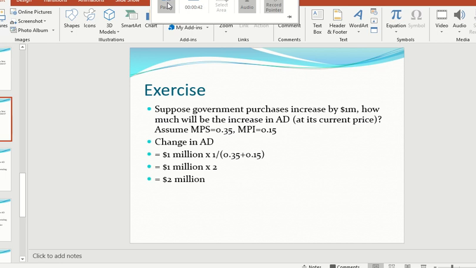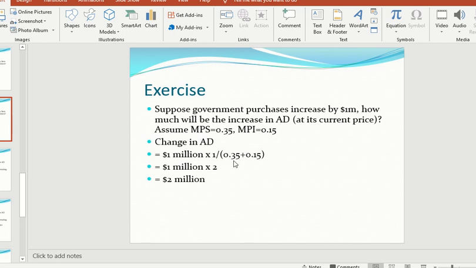I hope you've spent a few minutes solving the problem yourself, so let's take a look at it. The setup is very similar to what we have done so far, so it's a change in aggregate demand equal to the initial change in one of the components of aggregate expenditure. In this case, that's the government purchases or government spending, $1 million. And then we can find the spending multiplier.